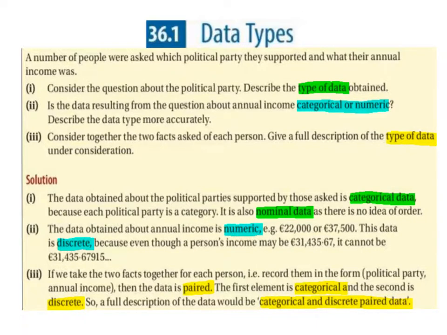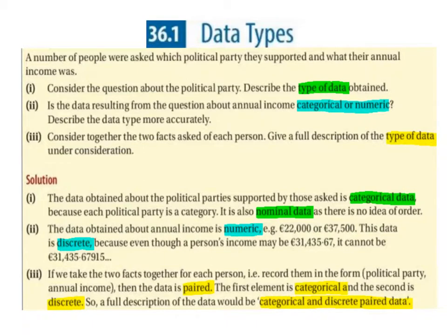Part 2. Is the data resulting from the question about annual income categorical or numeric? So is it word data or number data? Describe the data type more accurately. The data obtained about annual income is numeric. For example, €22,000 or €37,500.